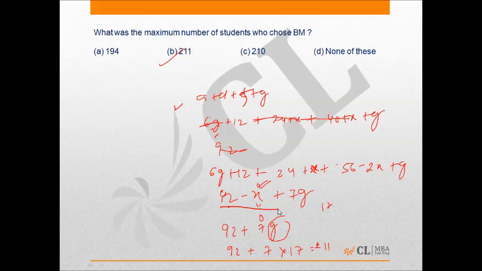As we have to maximize the value of this expression, it will only be maximum when X is minimum, and this can be 0 as it lies between 0 and 16. So the remaining quantity is 92 plus 7G, and the maximum value that G can take is 17. Therefore the maximum value of the required quantity will be 92 plus 7 into 17. This is 217. Therefore option B is the correct answer.